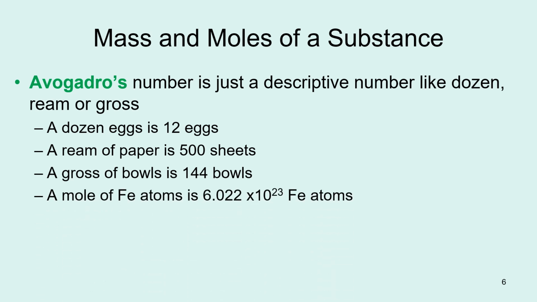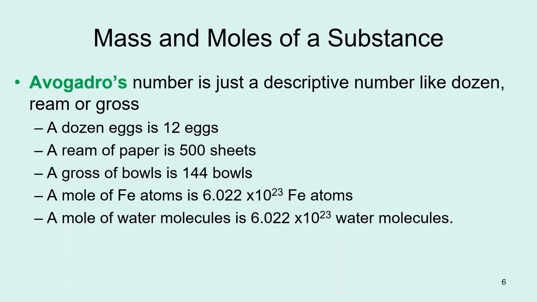In the same way, a mole of iron atoms is 6.022 times 10 to the 23rd iron atoms. That's just a description. If we have a mole of water molecules, then we have 6.022 times 10 to the 23rd water molecules. Again, this number is really not very imaginable or useful, but you'll see that it's going to make a big difference in our calculations.